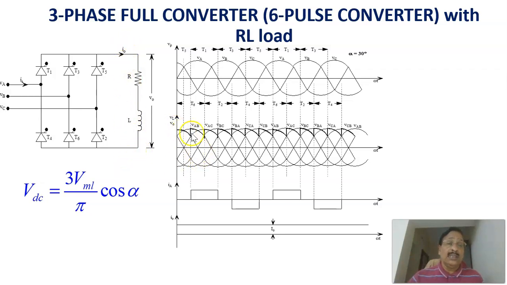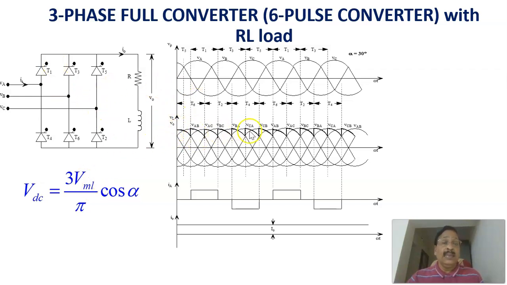That is shown here. This is the voltage available across the load, and the firing sequence is for each 60 degrees. T1 is fired first. After 60 degrees, T2 is fired. Then T3, T4, T5, T6. The firing sequence is T1, T2, T3, T4, T5, T6. That is the firing sequence of these SCRs.